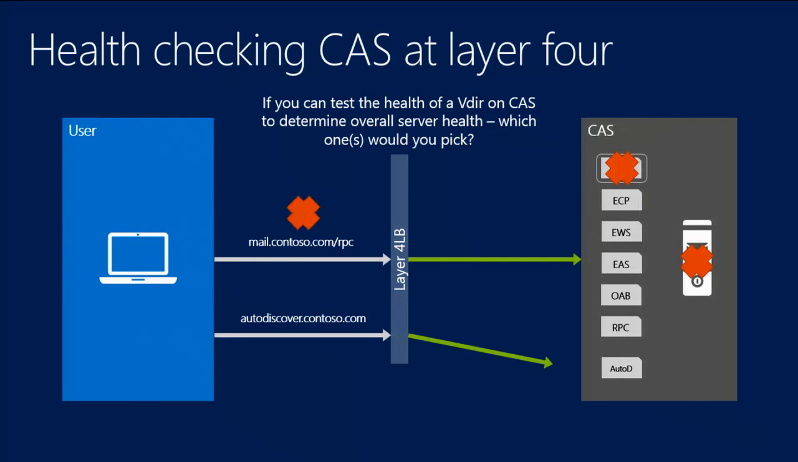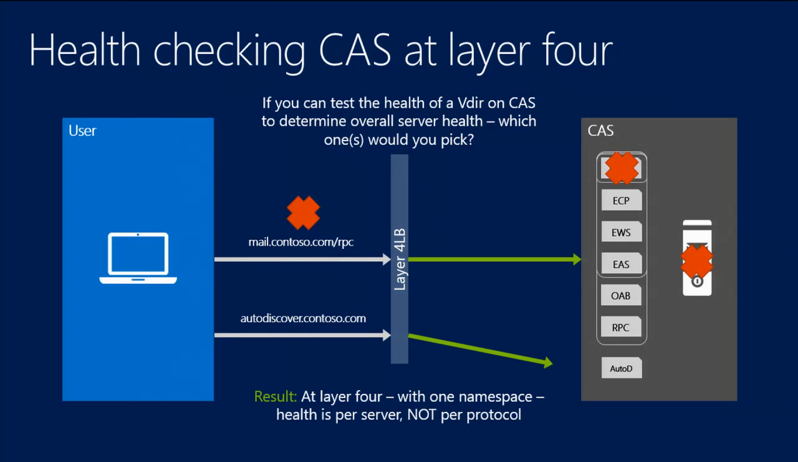So obviously in this case, the client connectivity is problematic. What if you decide to choose multiple VDIRs? Well, either way, you still have the same problem. And so really the summary of this would be, at layer 4 with a single namespace, health is per server, not per protocol. That's how I would define it. The health is really per server, not per protocol.